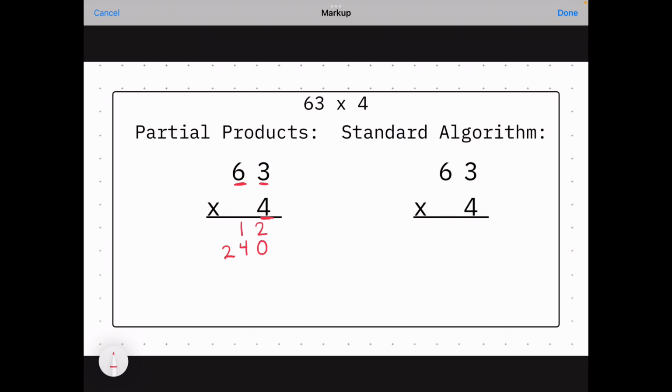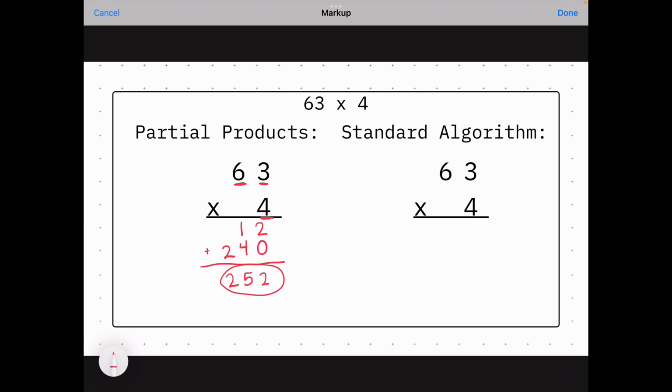So I just stack that number underneath. Then I add together both of those products. Products are the answer to a multiplication problem. So I add the 12 and the 240 to get an answer of 252.